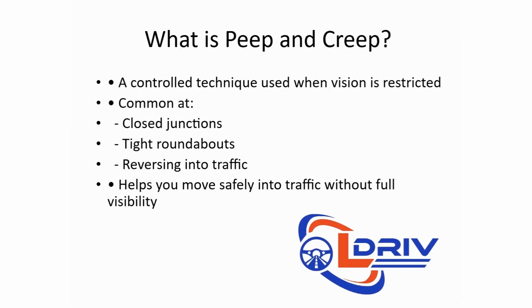So what we've covered already, it's a control technique where vision is restricted at the end of the road. It's common at closed junctions, tight roundabouts, reversing into traffic. Helps you move safely into traffic without full visibility. I've been in situations like this. I parked up in front of a shop and it was a diagonal parking, and then I've had a van on my left hand side and I have to reverse back out into the road. And the only way you can do it, and the safest way for you to do that type of reversing, is to use the peep and creep.